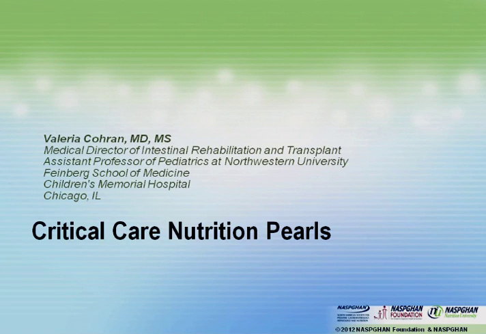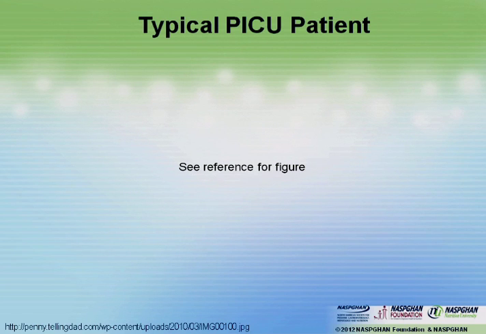So I've been charged with talking about critical care and giving you some quote-unquote pearls. This is probably a typical patient that we have all seen in the intensive care unit. The patient is intubated. We see the sutures from an abdominal surgery. We see the Broviac catheter placed. So probably a patient who has short bowel syndrome or had some significant intestinal surgery done recently.